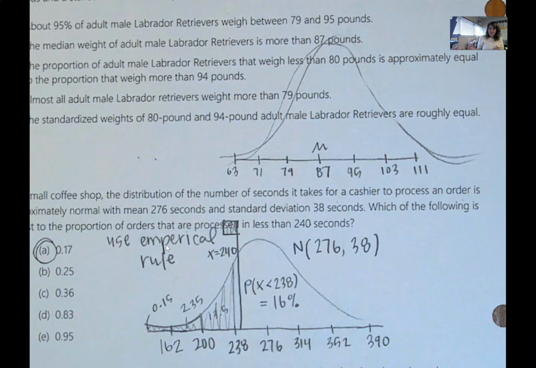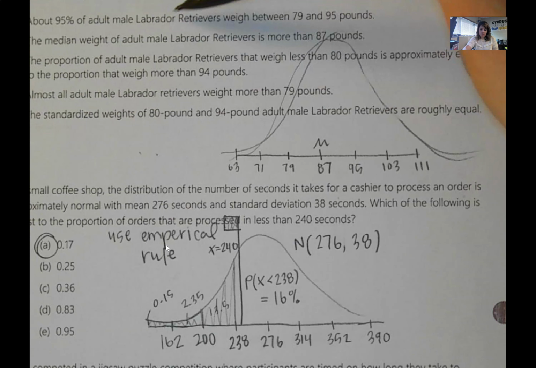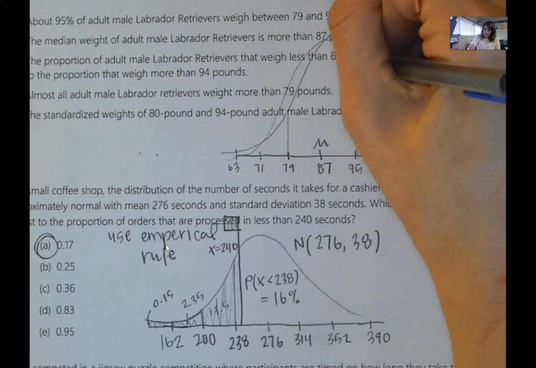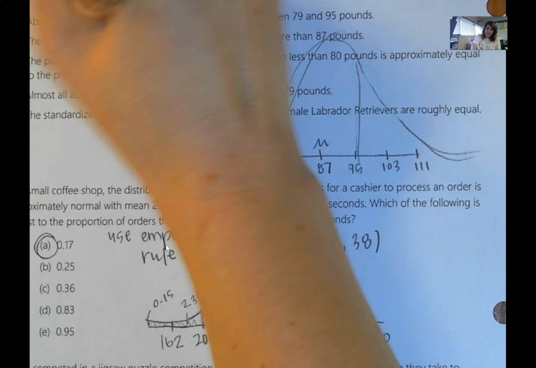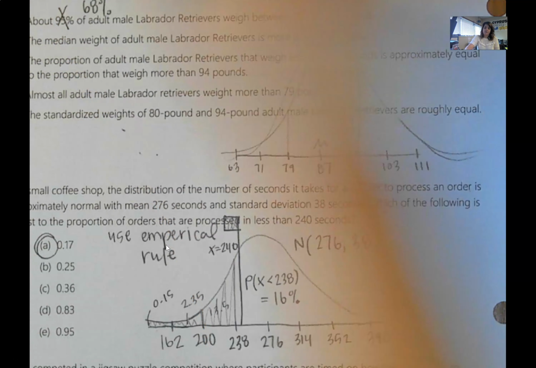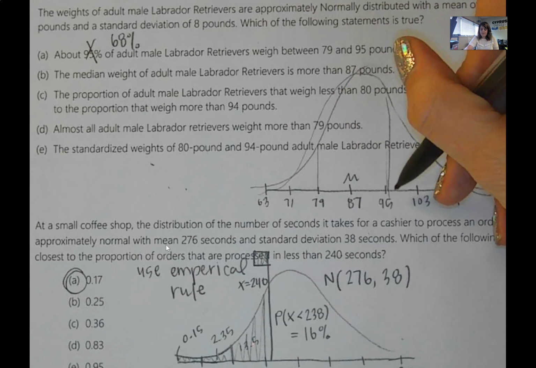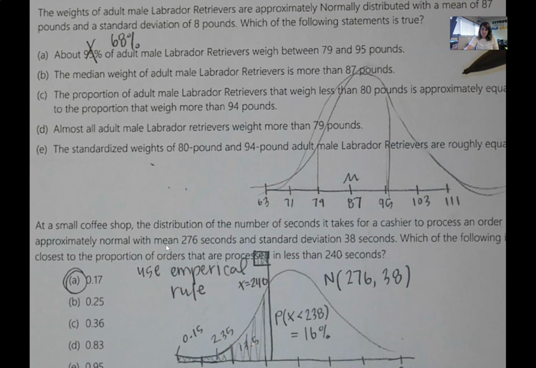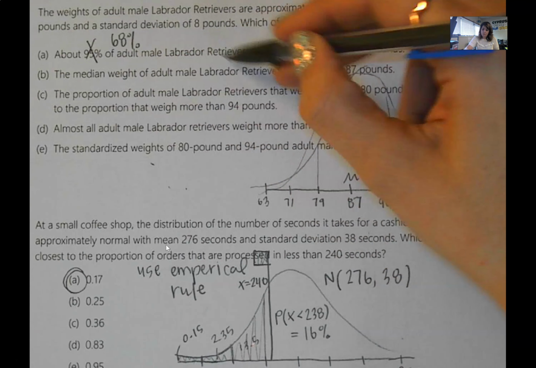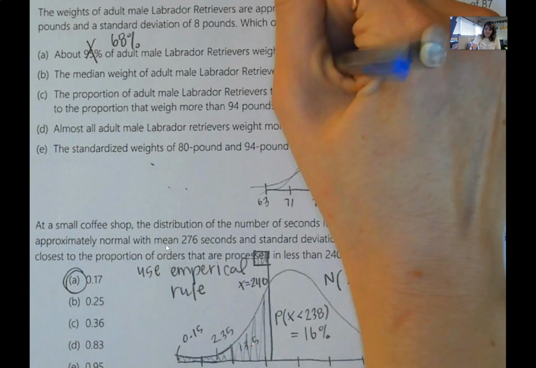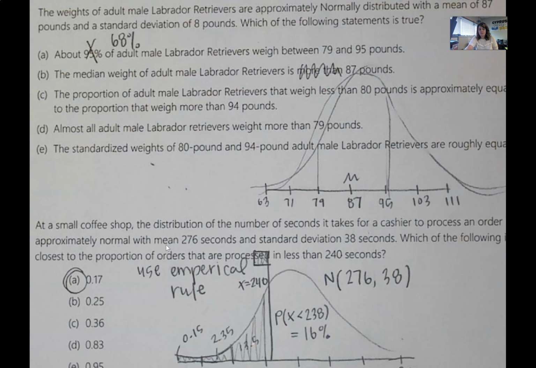Okay, about 95% of adult male Labrador Retrievers weigh between 79 and 95. No, it is not 95%, it is 68%. 79 to 95 is within one standard deviation. The median weight of adult male Lab Retrievers is more than 87. No, it is 87. The median is 87.